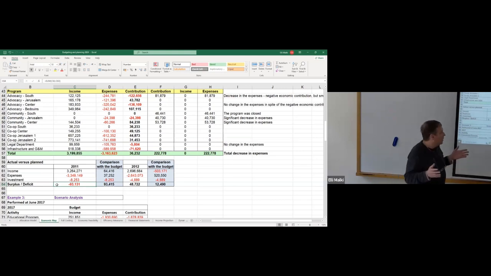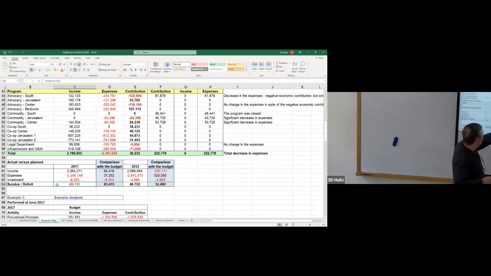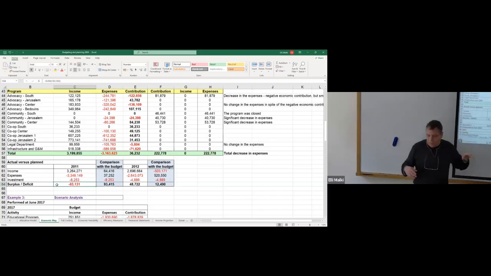It means that the director, when she planned the effect of the recovery plan on 2011, she probably underestimated the effect, and the effect was higher than she thought. So we had positive results, better than what we anticipated.